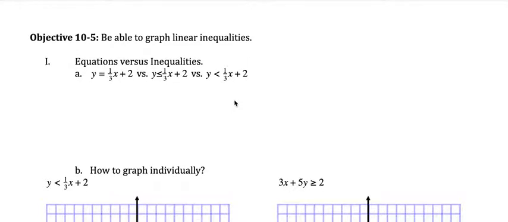All right, everybody, today we're going to look at graphing linear inequalities. When we say linear inequalities, what we're talking about is basically graphing lines. However, what we're going to add to that is the inequality piece. So instead of graphing y equals 1/3 x plus 2, it might be y is less than or equal to 1/3 x plus 2, or y is less than 1/3 x plus 2.